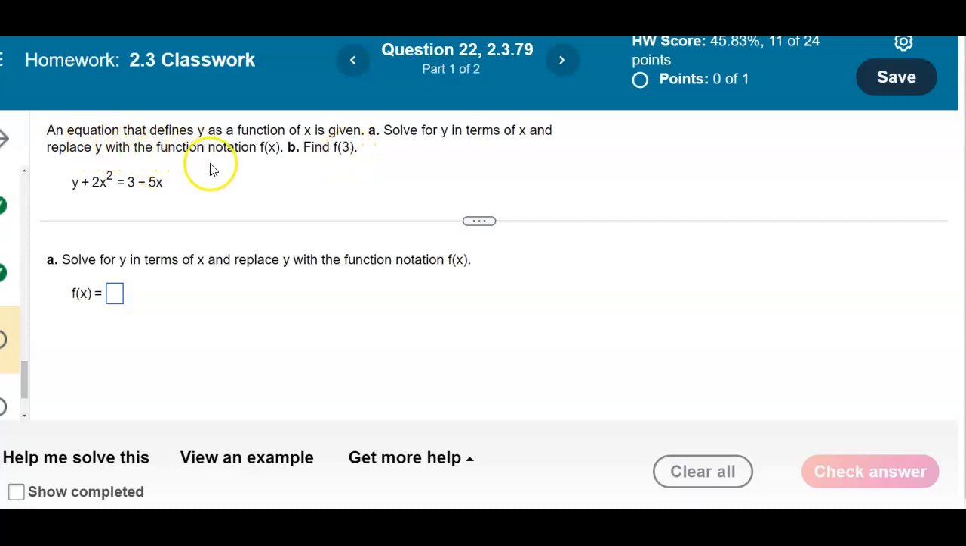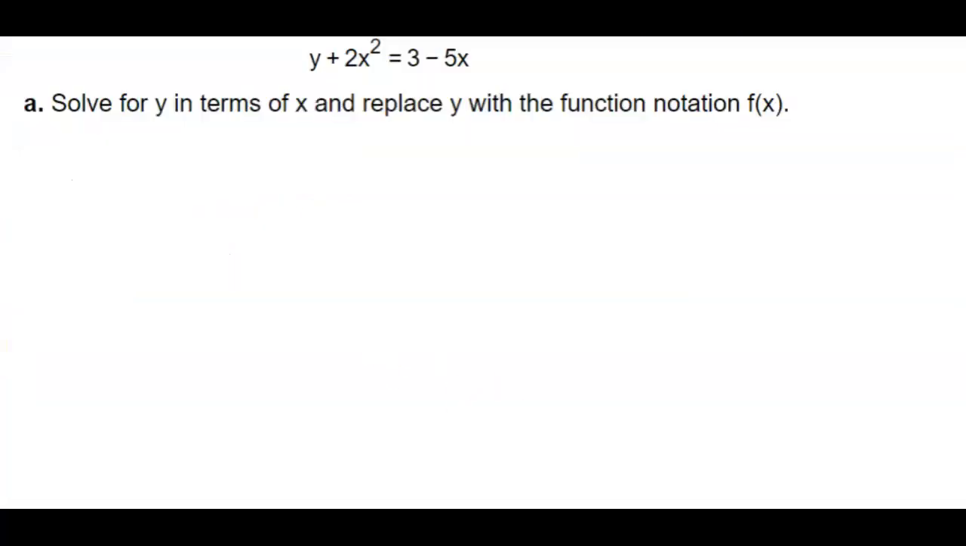An equation that defines y as a function of x is given, which is y plus 2x squared equals 3 minus 5x. In part A, they want us to solve for y in terms of x and then replace y with the function notation f of x. And then part B, they want us to find f of 3 when 3 is the input. So let's take a look at part A.